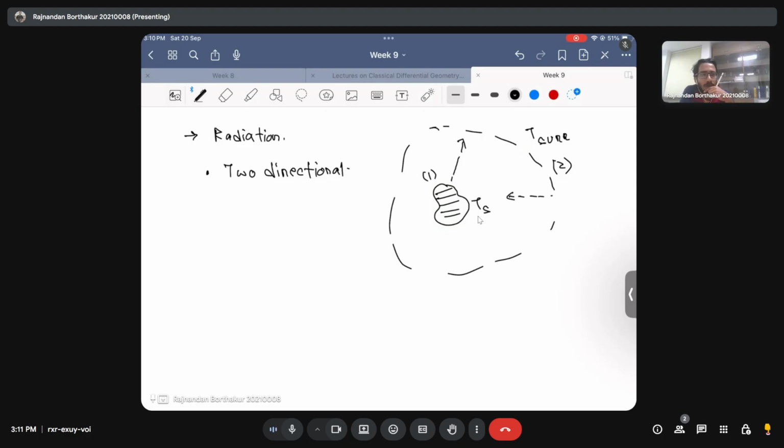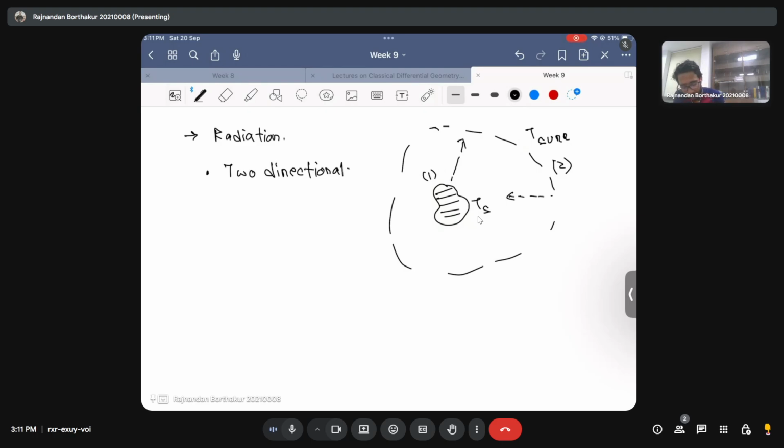What we saw in conduction and convection is that there is a definite direction of heat transfer. In conduction and convection, the direction of heat transfer is from the body at higher temperature to the body at lower temperature. But in case of radiation, it is not just one directional; there is radiation taking place between the two bodies. So the first thing is that it's two directional.